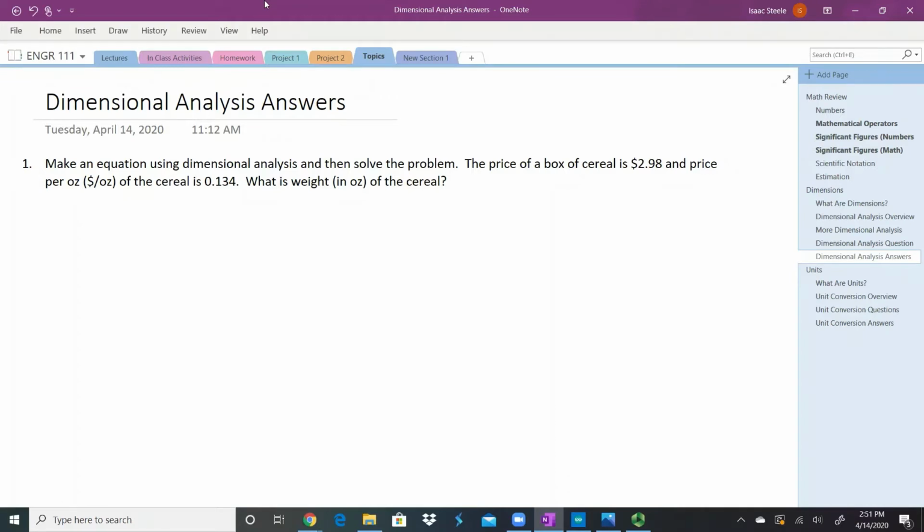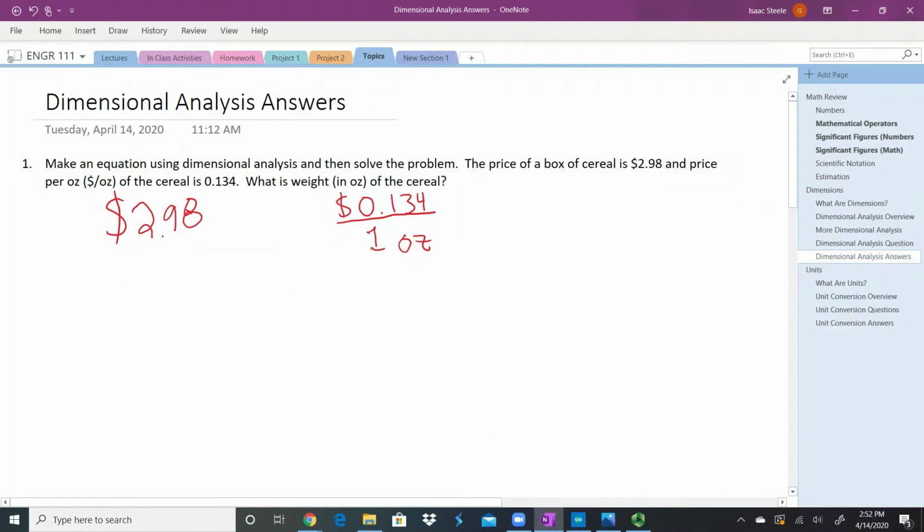All right, so the first thing I want to do is write some things down that I know. I know that my cost is $2.98. I know that my price per ounce is this. And I'm writing it this way: over here I have the price per ounce, and in parentheses I say it's dollars over ounce. I could say this as price per 1 ounce. There is an understood 1 underneath here. So for every 1 ounce, this is the price.